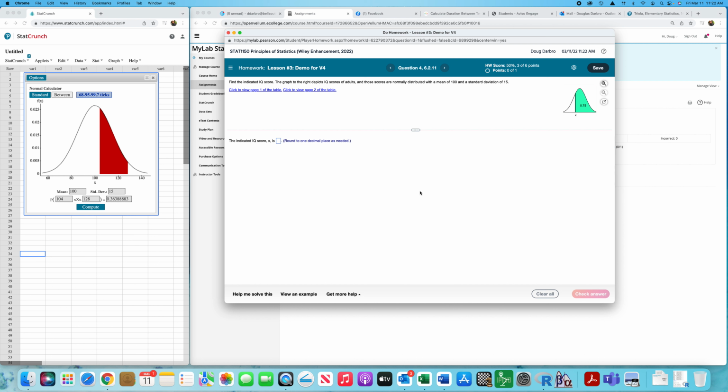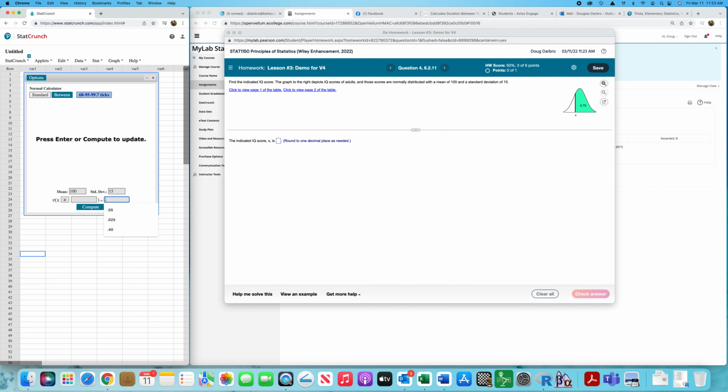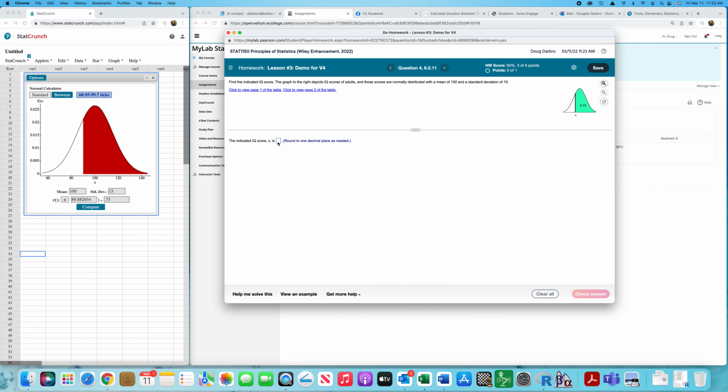So find the indicated IQ score. The graph to the right depicts IQ scores. Mean 100, standard deviation 15. We need the IQ score that has 75% of the distribution to the right. So again, very simple problem. So check the mean, check the standard deviation. We need the area to the right to be 0.75. So we're looking for the IQ score, which in this case round to 1 decimal place as needed. So that would be 89.9.